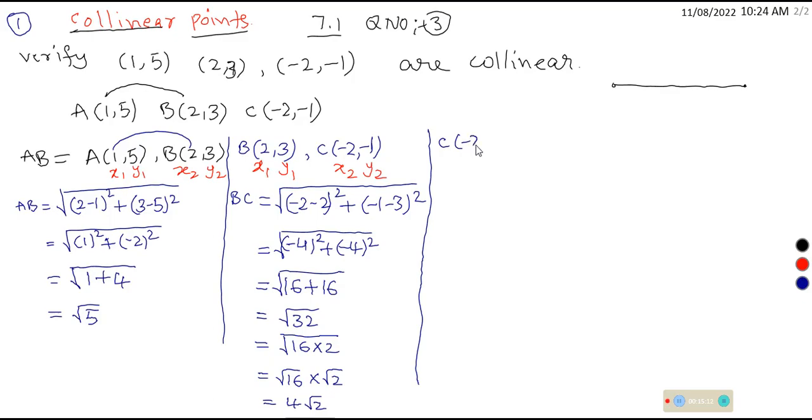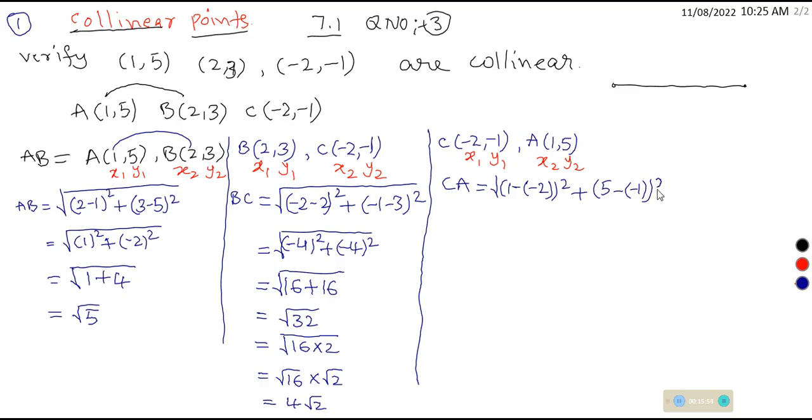C is (-2, -1) and A will be (1, 5). Now, the CA distance. For CA, x1 is -2, y1 is -1, x2 is 1, y2 is 5. Now CA is equal to the square root of (x2 - x1) whole squared, that is (1 - (-2)) whole squared, plus (y2 - y1) whole squared, (5 - (-1)) whole squared.